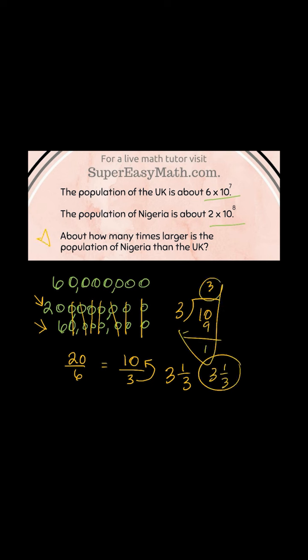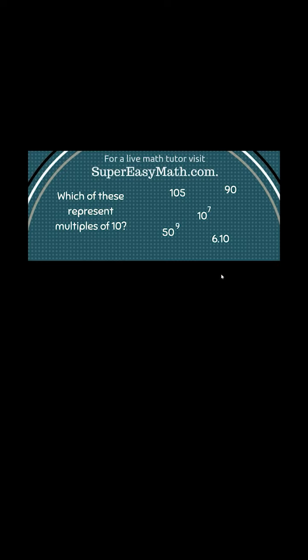So to answer the question about how many times larger is the population of Nigeria than the UK, it's about 3 1/3 times larger.